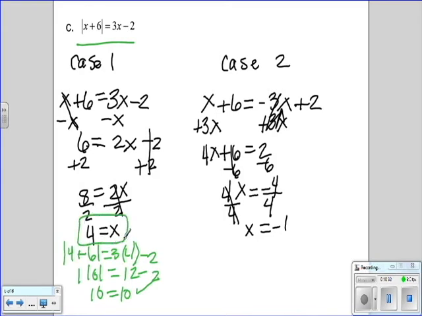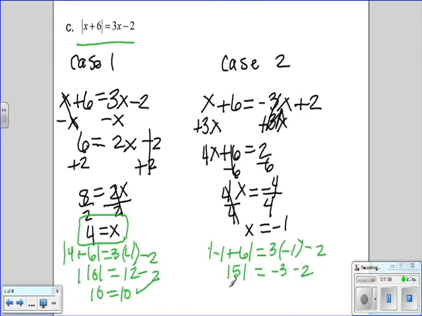That's a solution. Okay, let's try x equals -1. Plug it into the original equation, the original form of the problem. So I've got the absolute value of -1 plus 6, is it equal to 3 times -1 minus 2? Okay, so the absolute value of -1 plus 6, that's the absolute value of 5. And then on the right side, 3 times -1, that's -3 minus 2.